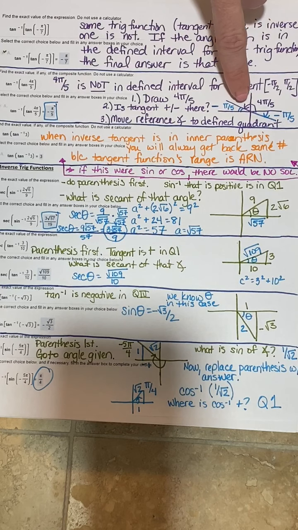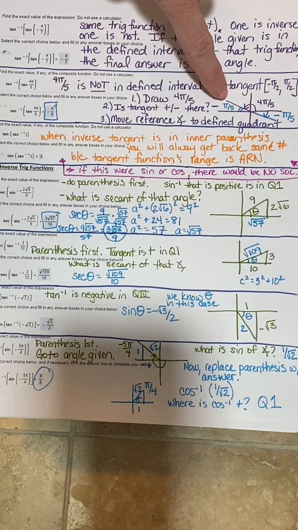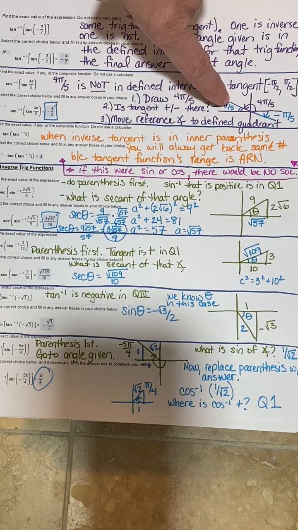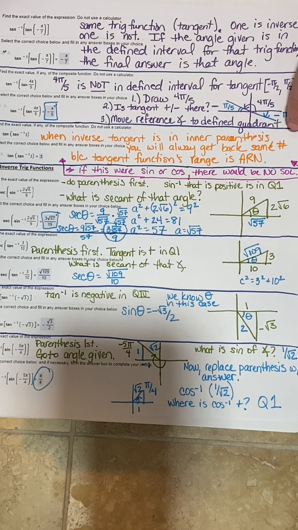So what I do is I say, well, is my tangent positive or negative in quadrant 2? It's negative in quadrant 2. So I need to move this reference angle, pi over 5, into the negative tangent quadrant, which is quadrant 4. So your answer here becomes negative pi over 5.